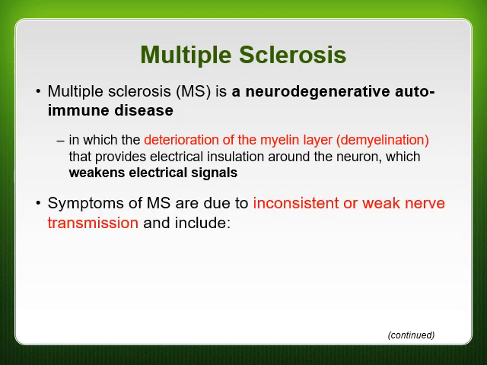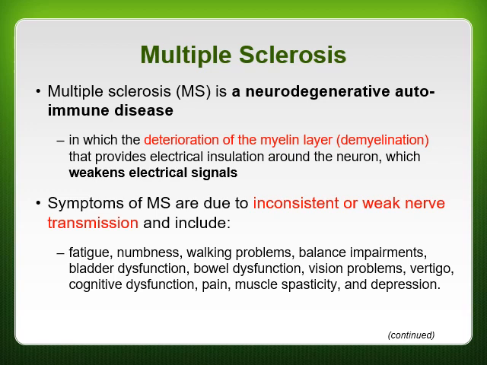Symptoms of it. So how do we recognize what's happening when it comes to MS? We usually start to see, because of inconsistent or weak nerve transmission, so those electrical impulses that need to travel all through the nervous system from the brain and all the way out to the muscles that correspond with the areas of the body we want or need to move.